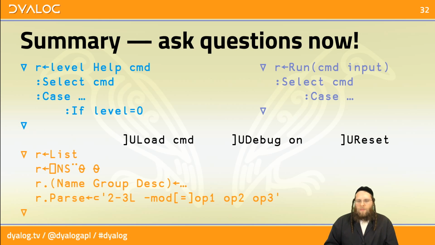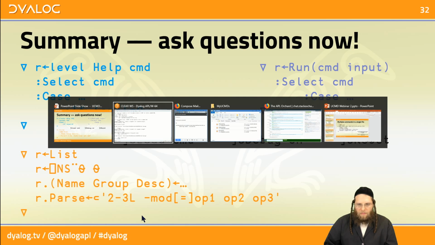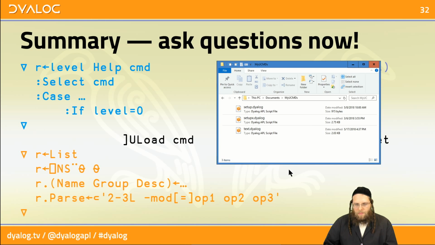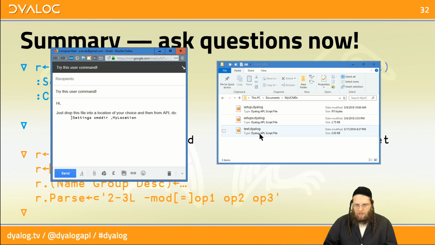So in summary, your user command namespace needs to have a help function, a run function, and a list function, and you can use these utilities: ULoad, UDebug, and UReset. And there's this really neat thing, as I mentioned, that you can take a user command file and give it to somebody else, and they can easily use that. So we'll go into a folder here, and we can see we have this text.dialog that we created before, and I can open my email, take this file, drop it into my email, and send it off to my friend, and they can very easily use my user command.